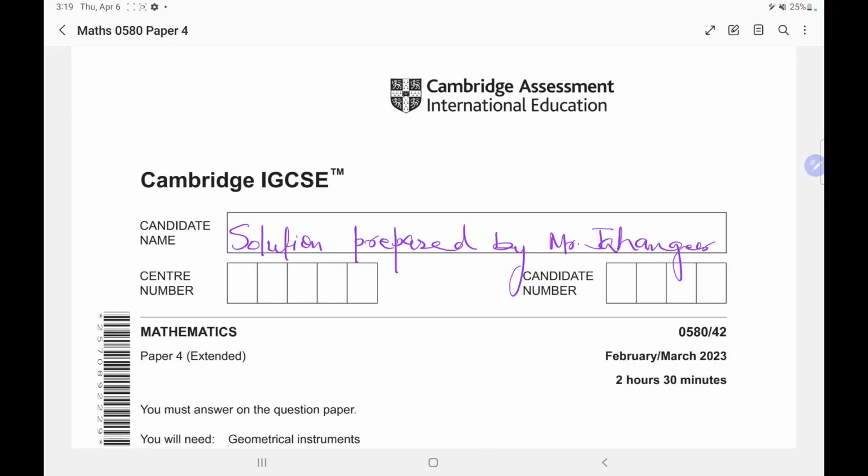Welcome back to another video that is based on Mathematics P4 IGCSE. The paper code is 0580/42 and this is one of the latest papers, February-March 2023. I have already solved this paper, I just need to explain it. I will try to explain this as quickly as possible so that we can save precious time and you can utilize that time to solve the questions rather than only listening. Okay, so let's get started.